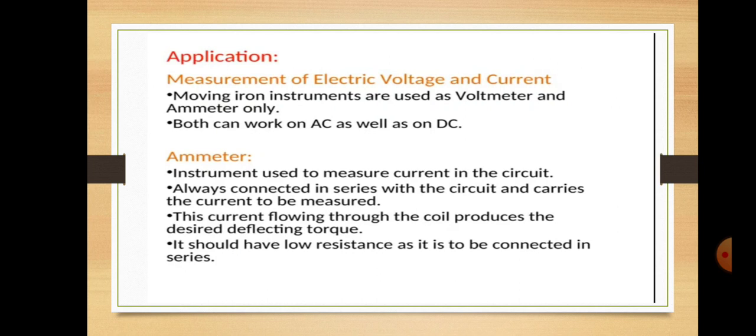Both PMMC and MI instruments are used for the ammeter. So here we have described how we are using it in an ammeter. It is always connected in series with the circuit and carries the current to be measured. This current flowing through the coil produces the desired deflection torque. It should have low resistance as it is to be connected in series.